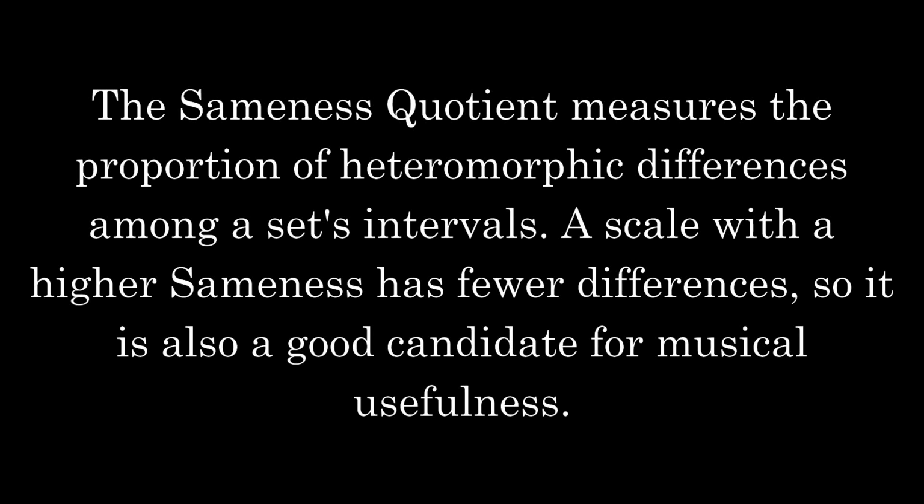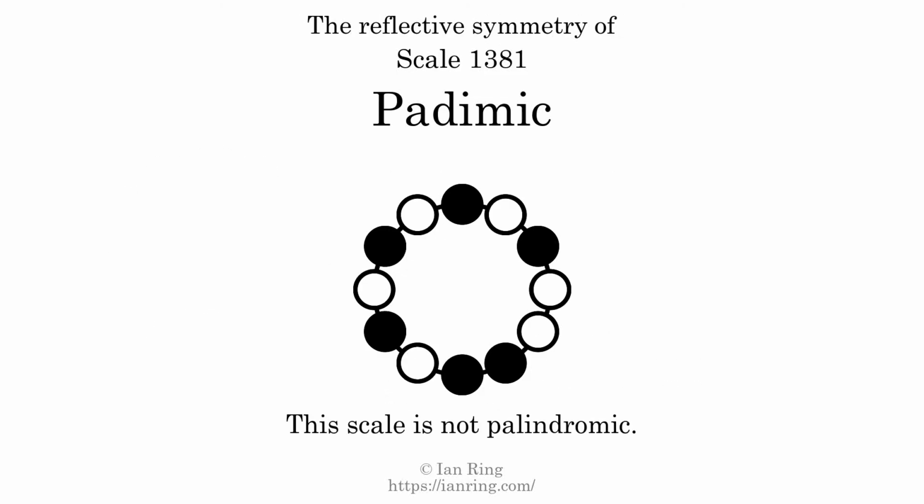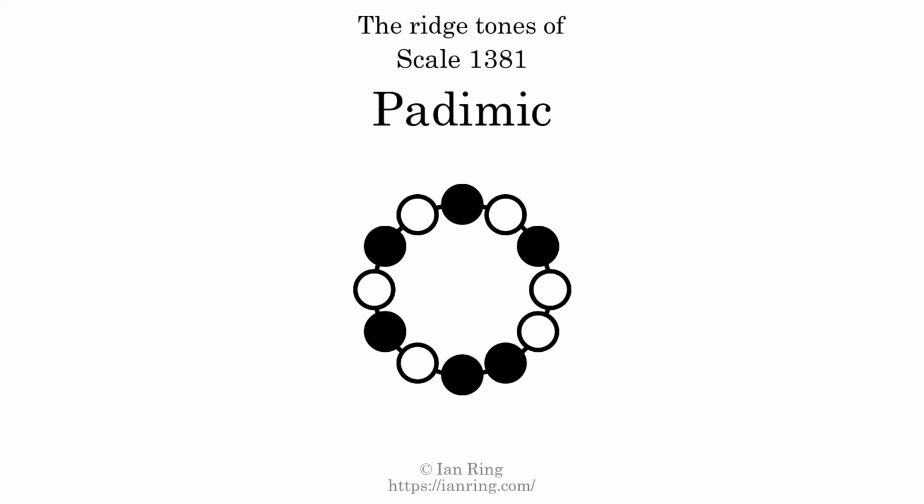The sameness quotient measures the proportion of heteromorphic differences among a set's intervals. A scale with a higher sameness has fewer differences, so it is also a good candidate for musical usefulness. The sameness quotient is 0.4. This scale has no reflective symmetry. This scale has a different pattern of intervals ascending and descending, so it is not palindromic. This scale has no ridge tones.